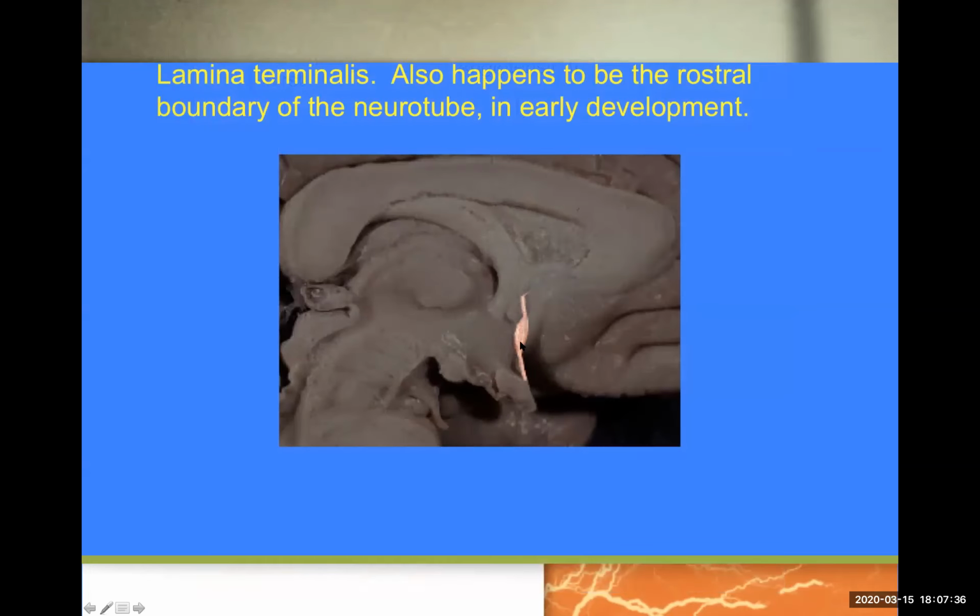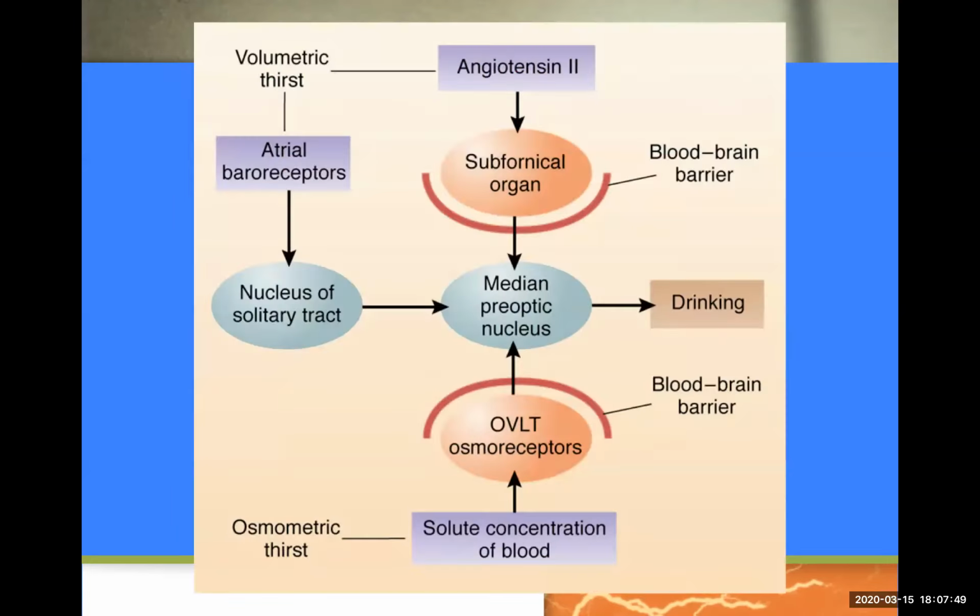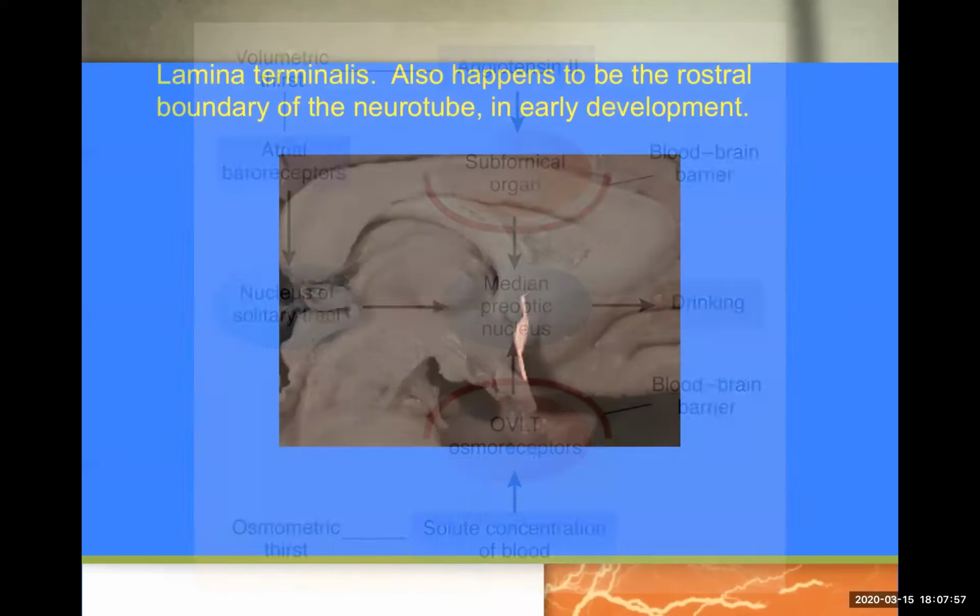And again, that's right on the end of the ventricle, right on the edge of the brain. It's actually the very edge of the neural tube as the brain's developing. So it's able to sense the exterior circumstances of the brain very effectively. And so this median preoptic area is the place where drinking is instigated. That's what sends the message to the rest of the body: okay, go take a drink. This is an important thing for you to do right now.